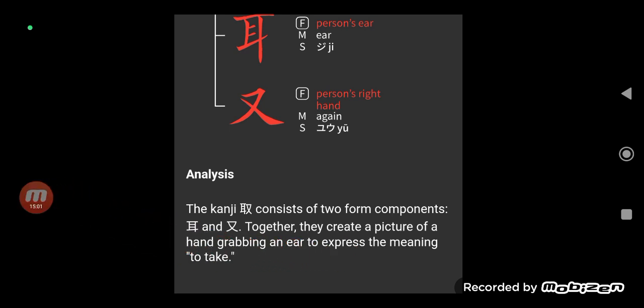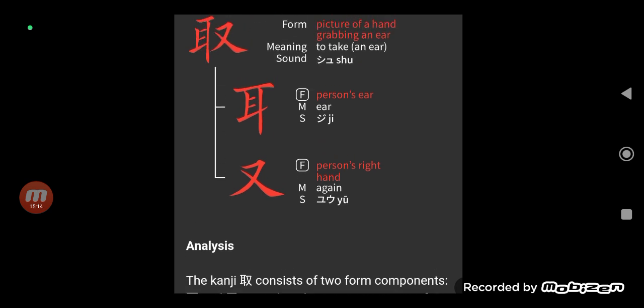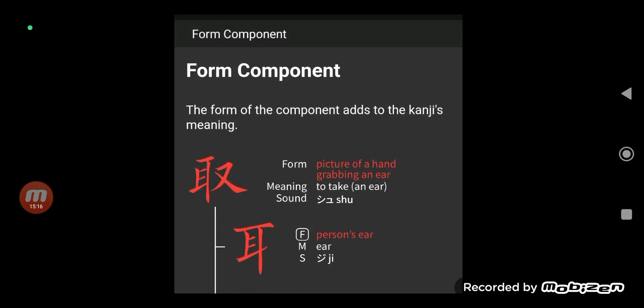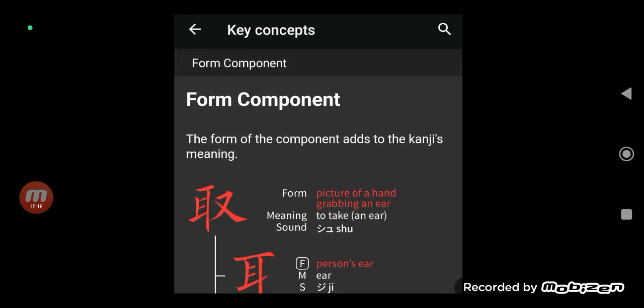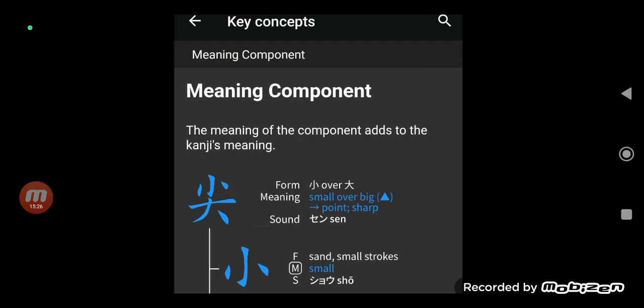Because in ancient times, if there are wars, victor soldiers take the ear of their victims. So believe it or not, as I've said, these kanji characters are actually pictures, depictions from ancient times. So let's go to the next meaning component.